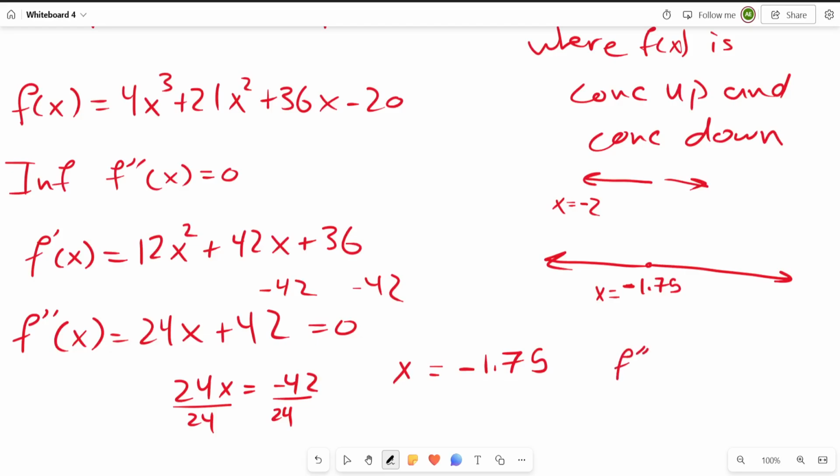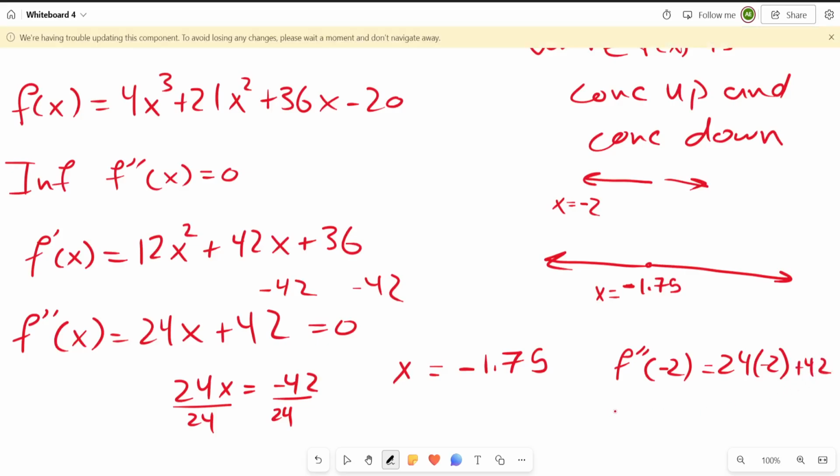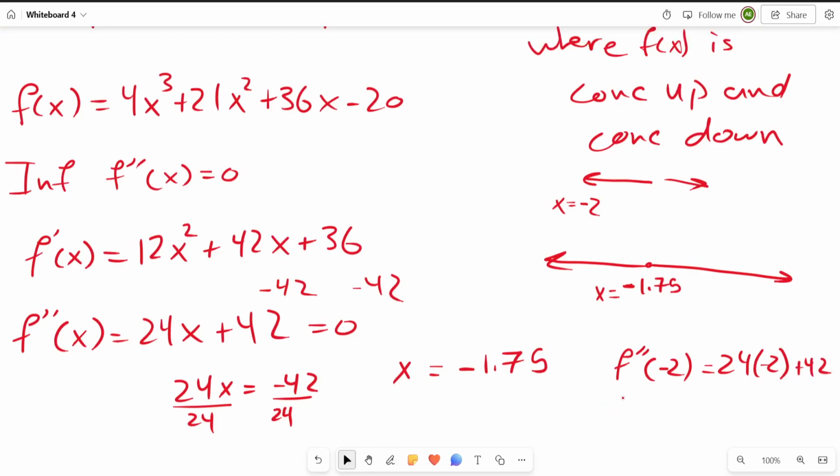So f double dash of negative 2 is going to equal 24 times negative 2 plus 42. So this is going to give me an answer of negative 6. So basically f double dash on this interval is negative, so it's less than 0. Let's test a point on the right of negative 1.75. So a very easy point is when x is 0.